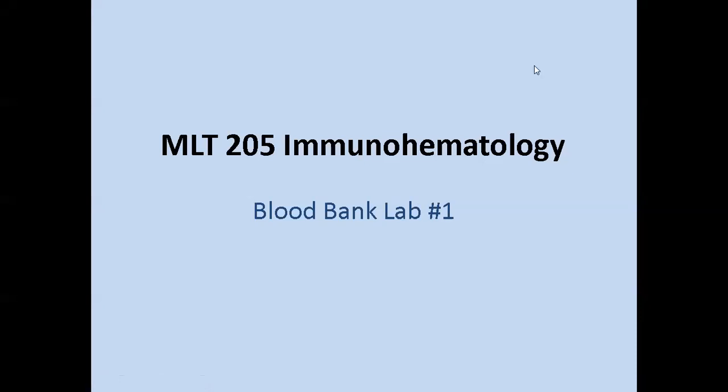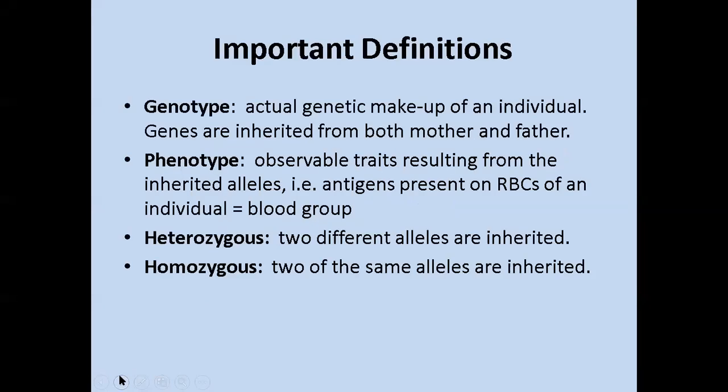So today we're going to be learning about forward ABO typing and also typing for the big D antigen. But before we do, we're going to have a little bit of a background into the ABO system, and before we get into that, I'd like to discuss some important terms related to our blood bank testing.